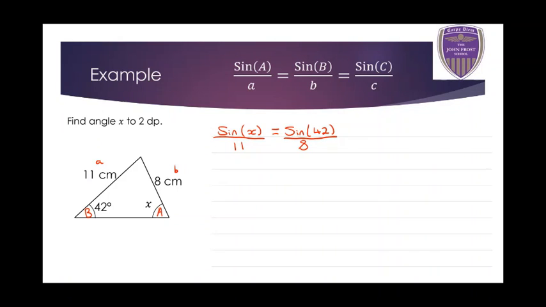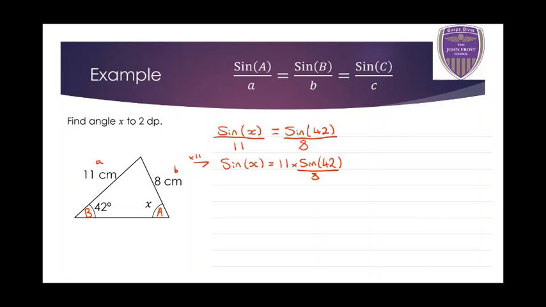I need to rearrange to get sine x on its own. So we need to get rid of this 11. I'm going to do that by multiplying both sides by 11. So that leaves me with sine x is equal to 11 times sine 42 over 8.